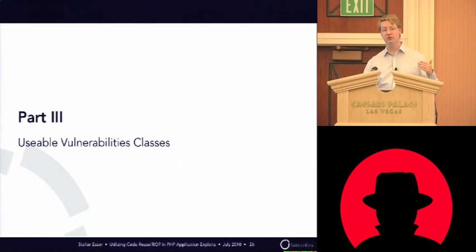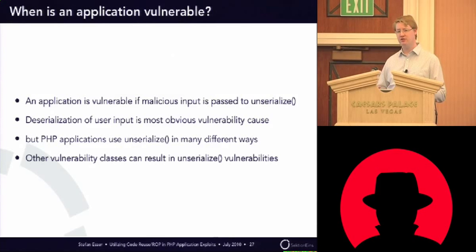And I already told you that putting user input in unserialize is maybe not a good idea. So what actually is required for an application to be vulnerable so that we can do a property-oriented programming attack? Of course, the most obvious way that an application can be vulnerable to this is if it puts user input directly into unserialize.